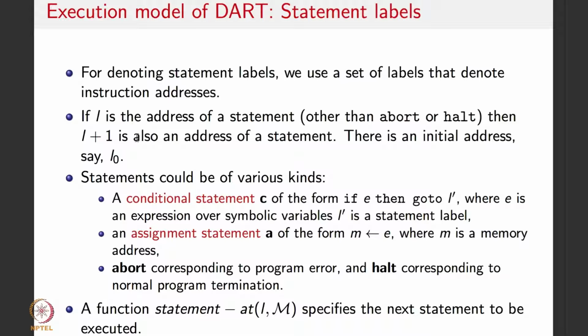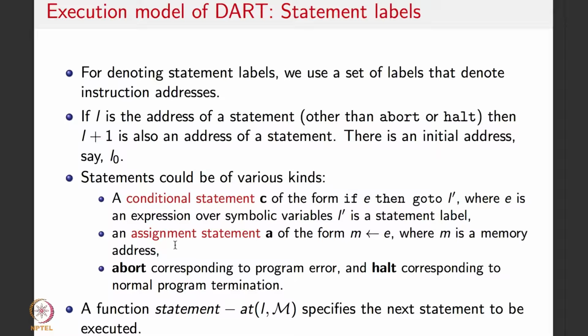As I told you, DART is meant to work on all C programs, but for the purpose of illustrating the algorithm of DART, what the authors of the paper do is consider a restricted syntax. So for simplicity, assume that the program has only the following kinds of statements. It has a conditional statement called C, which is like a typical if statement. If an expression E evaluates to true, then go to a particular statement L prime, where E is a symbolic expression and L is a label of a statement.